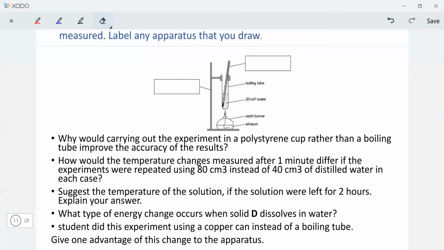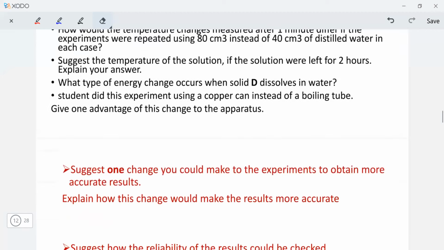Students did the experiment using a copper can instead of a boiling tube. Give one advantage of this change to the apparatus. If I'm going to use copper instead of this boiling tube, what will happen? We know that copper is a better conductor. So what would you observe? I would observe a higher temperature change. Why? Because copper is a better conductor. This is out of 2 marks, so I'm going to notice that I do have a higher temperature change as copper is a better conductor.